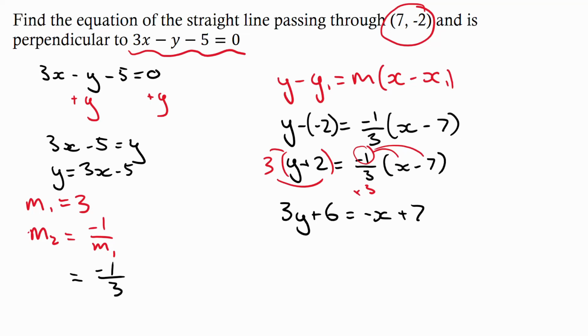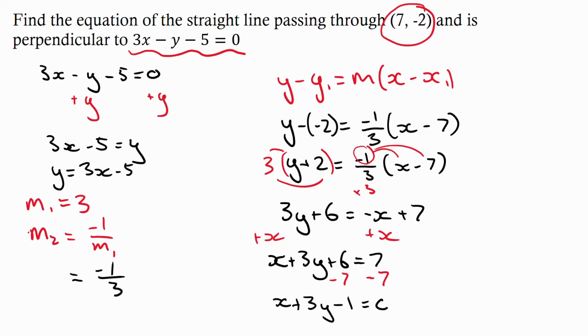Let's bring everything together. I'm going to add x to both sides, that way I end up with a positive value for x. And we get x plus 3y plus 6 equals 7. We want it in the general form, and remember the general form is where everything equals 0. So let's get rid of that 7. Minus 1 equals 0. So that would be the equation of the straight line passing through (7, -2) that is perpendicular to 3x minus y minus 5.